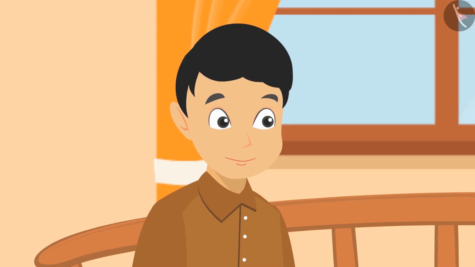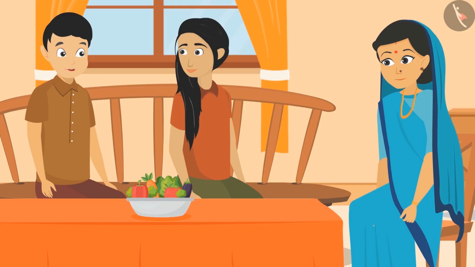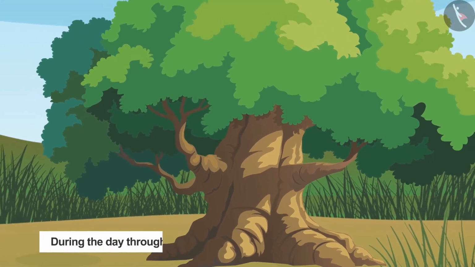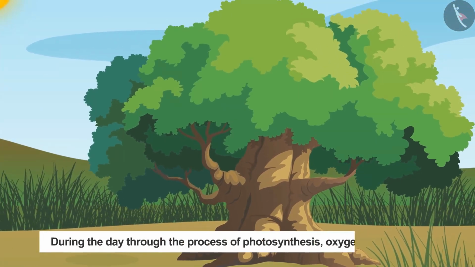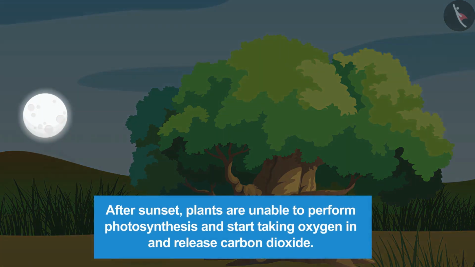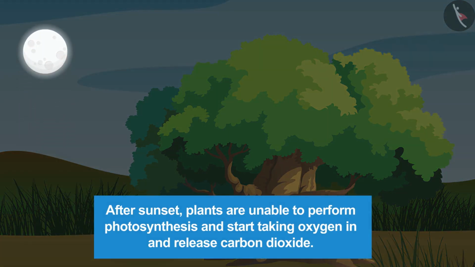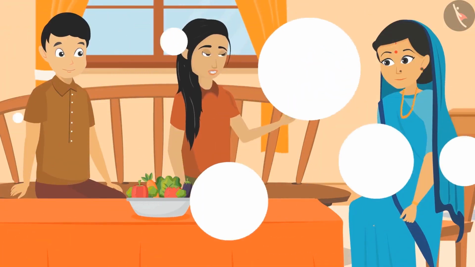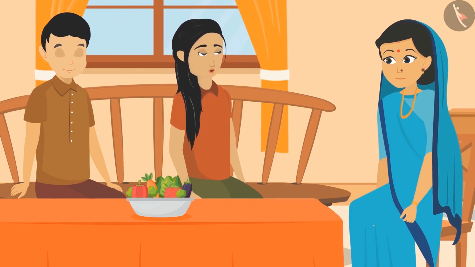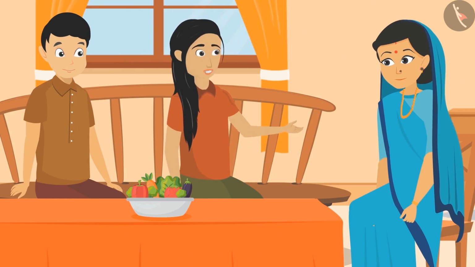Yes, and isn't it interesting that plants breathe differently in days and nights? During the day, through the process of photosynthesis, oxygen is generated. They use the oxygen according to their need and release the rest in the atmosphere. On the other hand, after sunset, plants are unable to perform photosynthesis and start taking oxygen in and release carbon dioxide. All this is so amazing, right? There are so many unbelievable animals in this world, possessing variations among them.